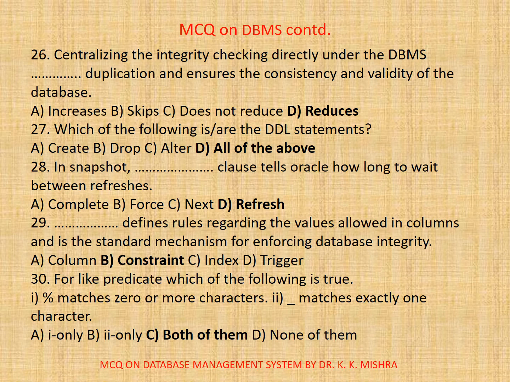Question number 30. For like predicate, which of the following is true? First, percentage matches 0 or more characters. Second, dash matches exactly one character. In fact, both of them are correct.